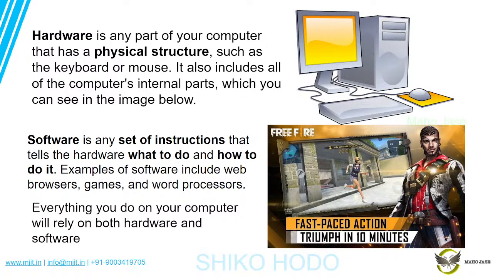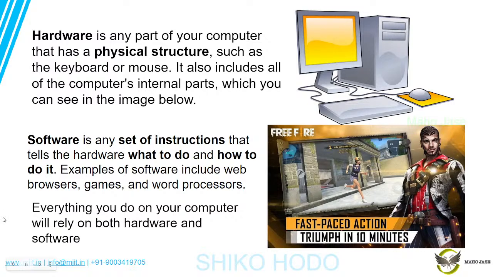So that comes under the software. I have already said what a hardware is. The hardware is a physical structure that we can touch and feel. And what is a software? A software is a set of instructions, and the difference is we can't touch or feel the software. We can only see the software, like your Free Fire, PUBG, Vice City, and any other browsers like the Chrome browser, games, and other things.